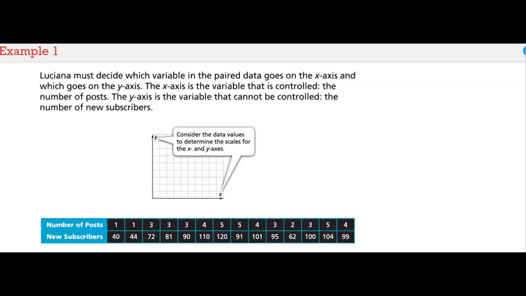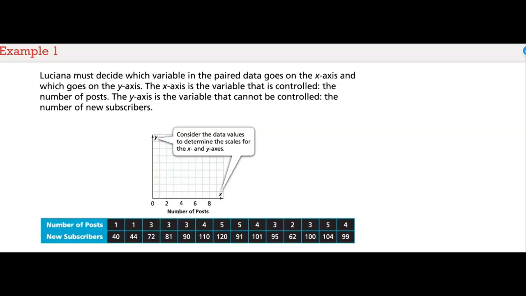Luciana must look at the data values to determine the scales for the x and y axes. She must decide which variable in the paired data goes on the x-axis and which goes on the y-axis. The x-axis is the variable that is controlled, the number of posts. Because the maximum value of x in the data is 5 and the coordinate grid is 10 by 10, a scale of 1 grid line equals 1 post makes sense for this data.